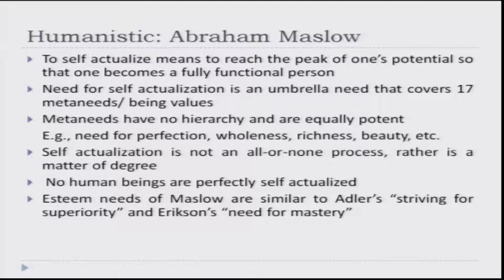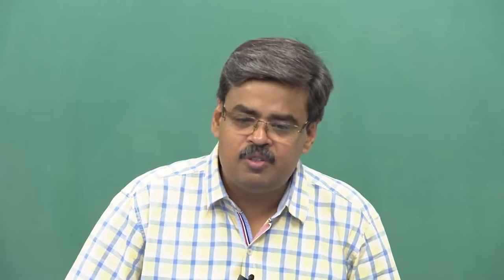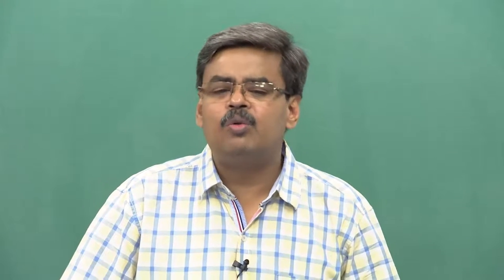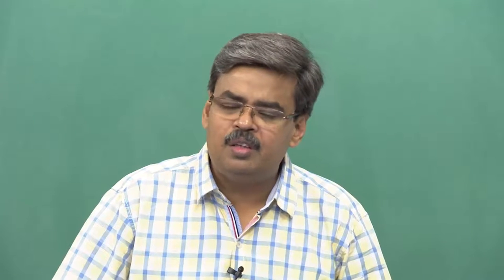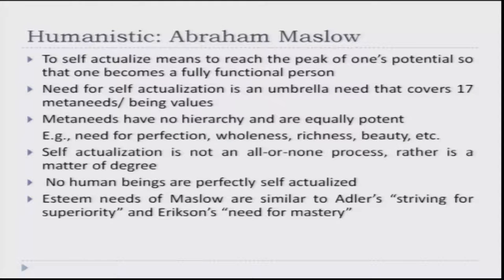And self-actualization, therefore, is not an all or none process, okay. Rather, it is a matter of degree. So, you are perfect to what degree, okay. It is not that either you are perfect or you are not perfect. That is not true in the case of self-actualization, the B needs, okay. Whereas, in the case of D needs, you have a given physiological state, say for example, you are thirsty or you are not thirsty, okay. But in the case of meta needs, the being values, self-actualization, okay, you realize that all of them are equally potent, and they only vary in terms of their degree. And of course, one of the humbling propositions was that no human being is actually perfectly self-actualized, okay.